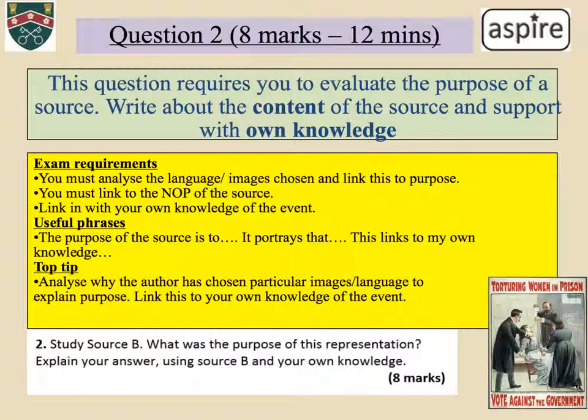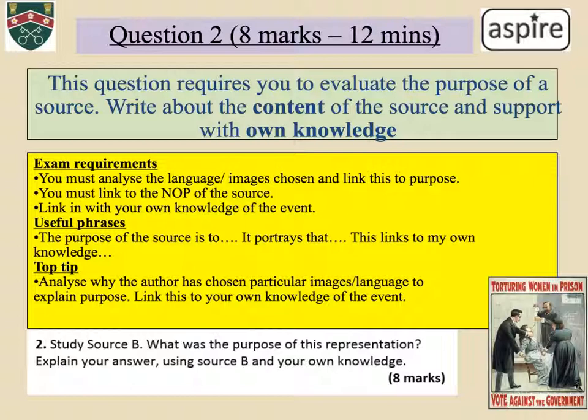You want to try and link it to the NOP of the source, trying to think about who has written the source, what's the origin of the source, and how that might tell you what the purpose might be. For example, if a source was written by someone like Emmeline Pankhurst, the leader of the suffragettes, that might give you a clue to what her purpose might be, probably to gain publicity for the suffragette cause. You also need to include relevant own knowledge of the event. So again, in this example, you need to give some relevant background information and background knowledge about what's going on in the picture. Here you can see the force feeding of women during the suffragette protest.